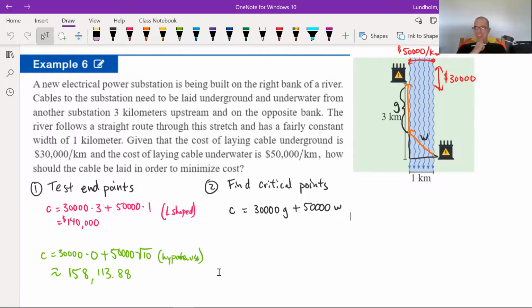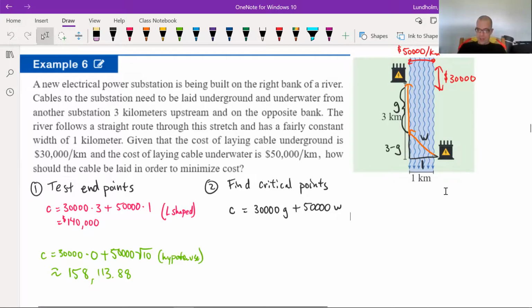Okay, that's nice. But in order to do this well, we're still in single variable calculus. We need to write this all in terms of one variable. And in order to do that, we can recognize that if this part up here is G and the entire length is 3 kilometers, well, this part down here is going to be 3 minus G. And this side's still 1 kilometer. So we're going to be able to use this right triangle and calculate W in terms of G.